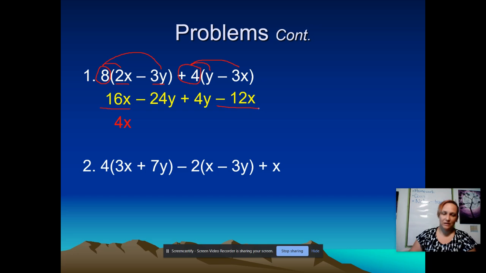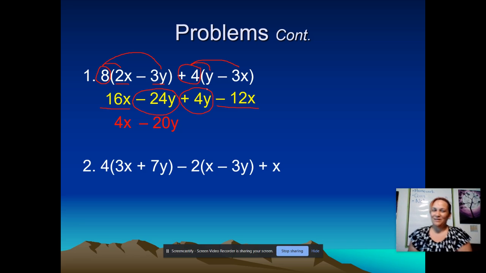And then I need an answer for my y's. So I have, and remember to keep the sign with it, a negative 24y and a positive 4y. So negative 24 plus 4 is negative 20, and then keep the letter y attached. Since these terms have different variables, one has an x and one has a y, I'm now done with this problem: 4x minus 20y.